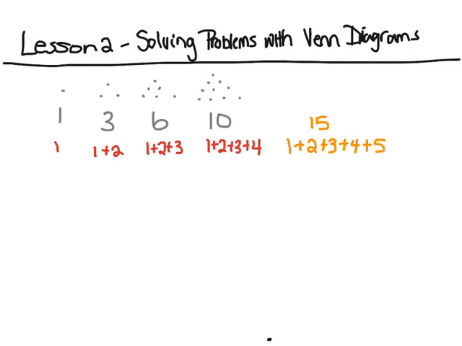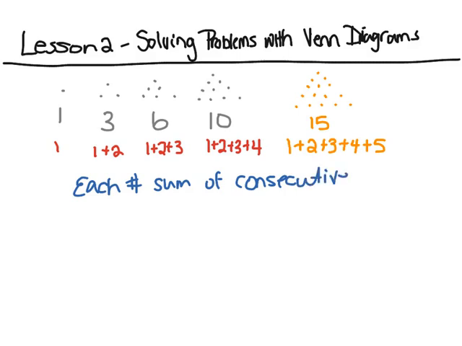And we can draw it: 1, 2, 3, 4, 5, 1, 2, 3, 4, 1, 2, 3, 1, 2, 1. And that makes 15. So the pattern is that each number is the sum of the consecutive numbers starting at 1.